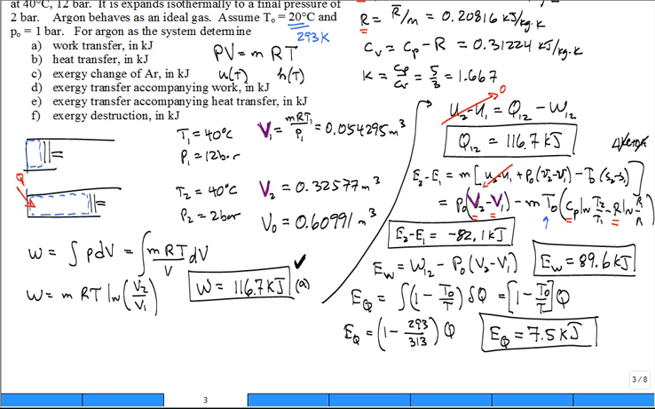Now, what about the exergy destruction? Well, this time we will use our exergy balance equation. Our exergy balance equation is, we have the change in the exergy. Hey, we already calculated that. That's negative 82.1. It is equal to the exergy transfer coming in with the heat. We just calculated that. It's a positive 7.5, minus the exergy being transferred out with the work transfer. We just calculated that. That's a positive 89.6. Minus the only thing we don't know in this equation, that exergy destruction.